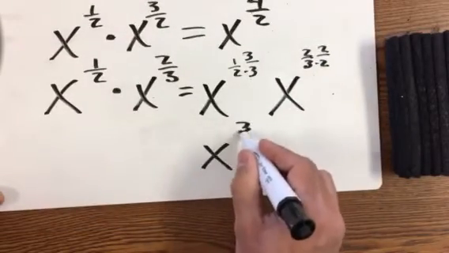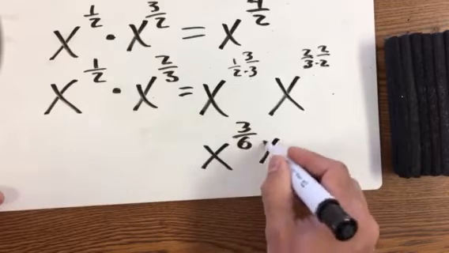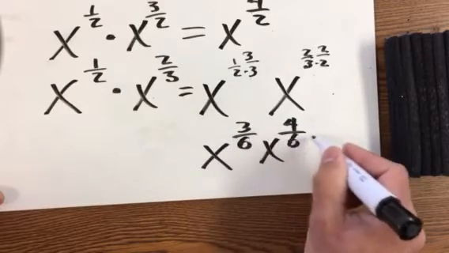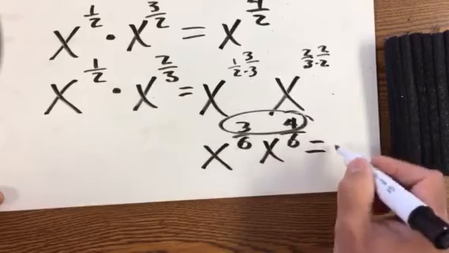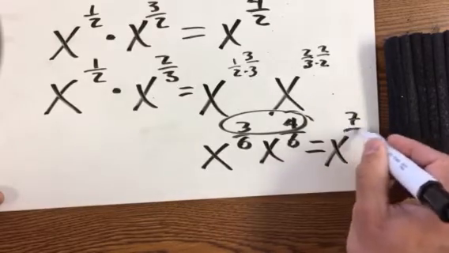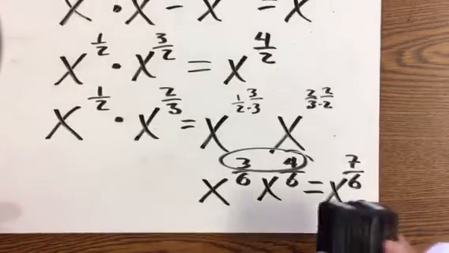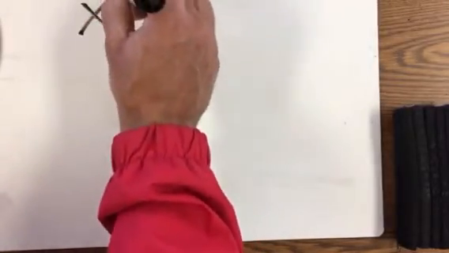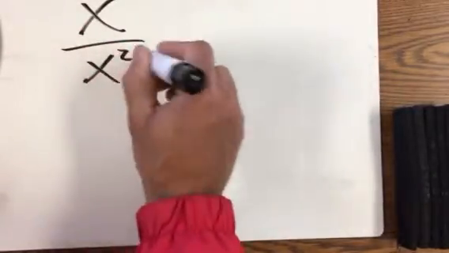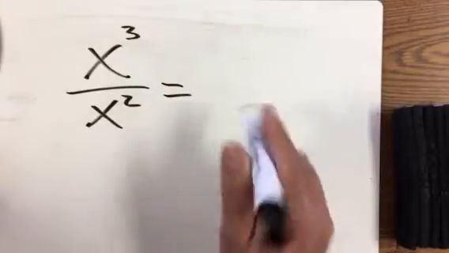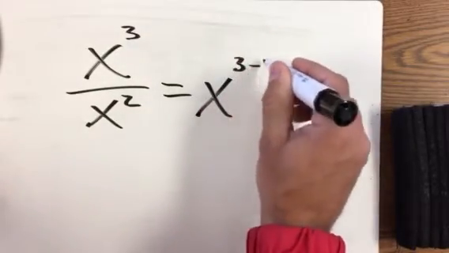So I get x to the 3 over 6, x to the 4 over 6. Now I add the numerators, so it becomes x to the 7 over 6. So same rules, we're just dealing with them with fraction exponents or rational exponents. So when we divide, if I have something like this, I'm going to subtract the exponents. So I'm going to go 3 minus 2.